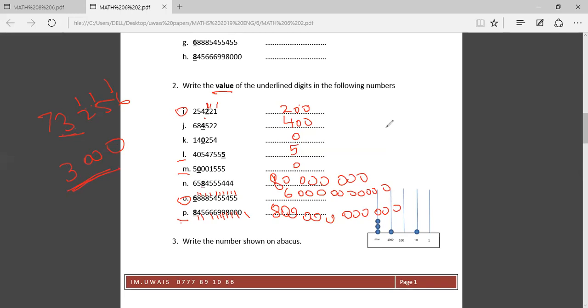Place value and value. Zero in the place value, you can directly write zero for the value. That's value.